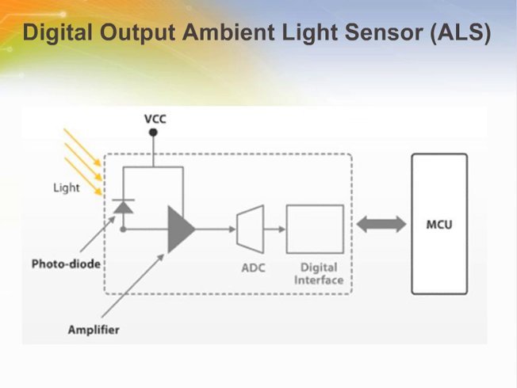A basic digital output ambient light sensor, or ALS, consists of photodiodes, amplifier, analog to digital converter and digital interface. It can convert light luminance to a digital signal output using digital interface such as I2C and SMBus. This digital output can be input to a microprocessor where luminance or ambient light level in lux is derived using the empirical formula to approximate the human eye response.